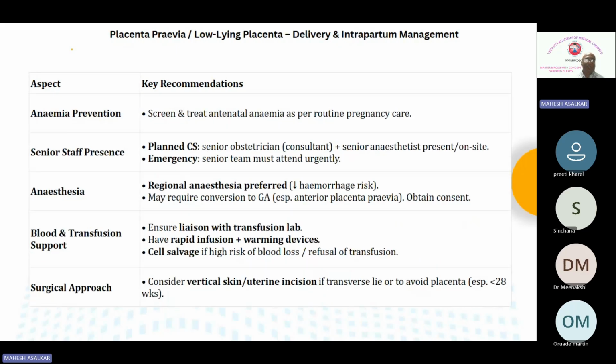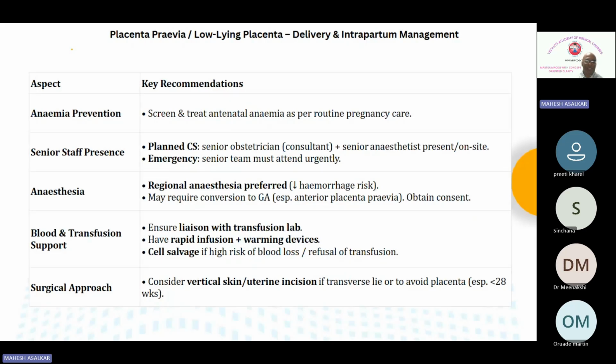Okay. Then about anemia prevention, we need to screen and treat antenatal anemia in the antenatal period. Senior staff: if it is a case of planned cesarean section, the most senior anesthetist and most senior consultant will be there. And if it is an emergency cesarean section, then a senior team member should be available. Whoever is available, the most senior person will be there during an emergency cesarean section. Planned is always a consultant.